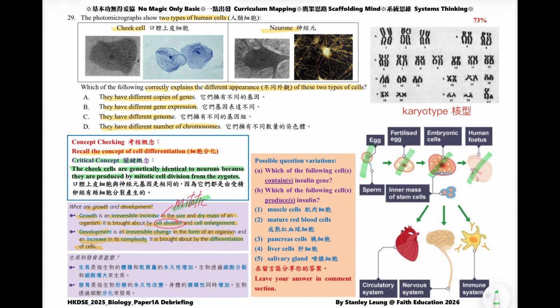Inside the embryonic cells, there are stem cells, and they will differentiate into heart muscle cells, nerve cells, plasma cells, liver cells, and muscle cells.